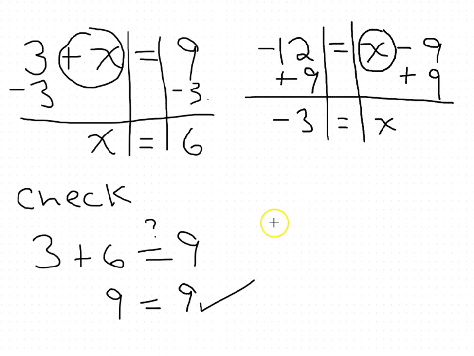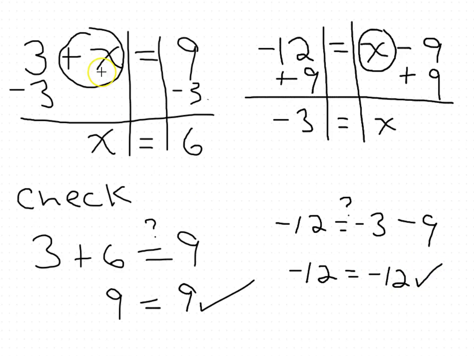We need to check it. Negative 12 is equal to negative 3 minus 9. Put a question mark up there because we're not sure. Negative 3 minus 9: 9, 10, 11, 12. Yes, negative 12 is equal to negative 12. Check, correct.